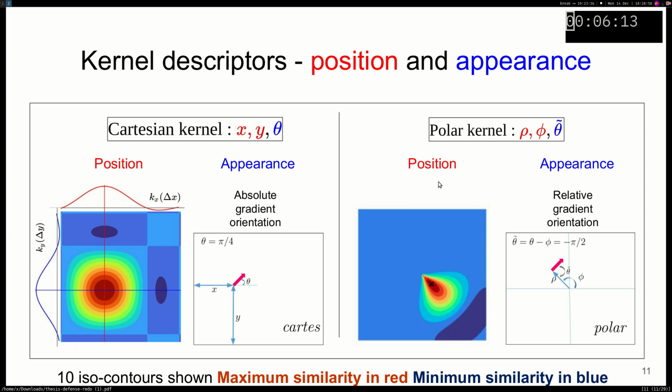We use what we call our kernel descriptors. We specifically design Cartesian and polar kernels such that the Cartesian kernels are tolerant to errors in translation that the detector might make, and the polar kernel is tolerant to errors in rotation that the detector might make. And as you can see here, based on the position encoding that we choose, we have to choose an appropriate appearance encoding.